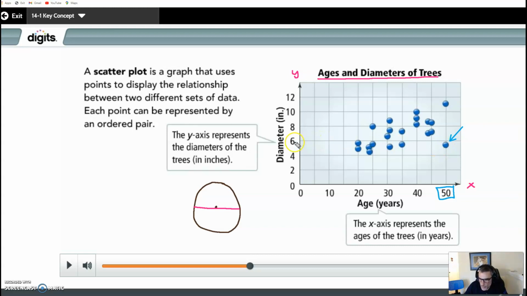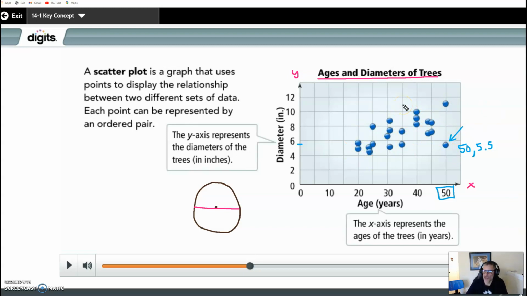Well, this one has, if I go over this direction, it's almost 6 inches in diameter, maybe 5.5, somewhere around there, right? So this tree is 50 years old, and it has a diameter of, I'm just going to say 5.5 inches, right? And then each one of these dots represents a different tree. So I don't know how many we measured here. Maybe 20. I could sit here and count the dots, but maybe we measured 20 different trees.